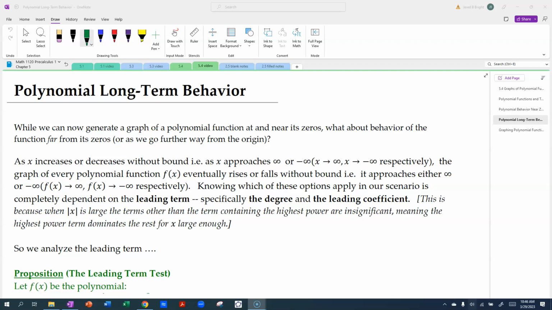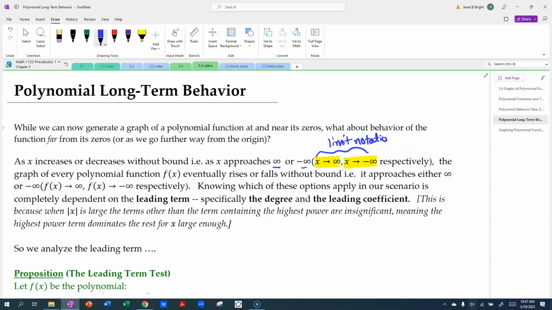Having the knowledge about how a polynomial behaves near its zeros, we're wondering, okay, what about everything else? What happens in its long-term behavior as we get further away from the zeros, further away from the origin? The basic understanding of polynomials is that eventually, as x gets really large positively or negatively, so as it approaches positive infinity or negative infinity, and again, in terms of mathematics, how we communicate this is with the notation x to infinity or minus infinity. This is called limit notation.